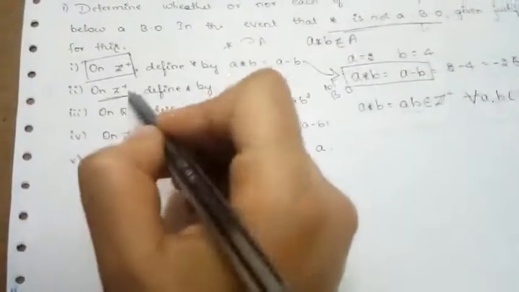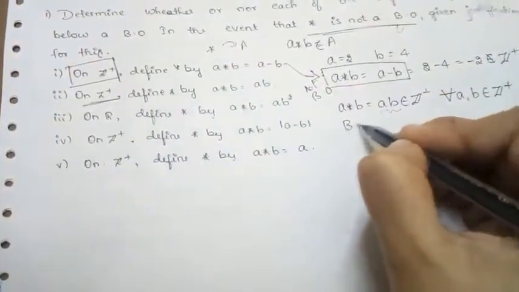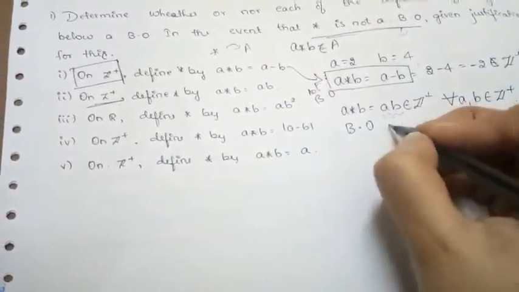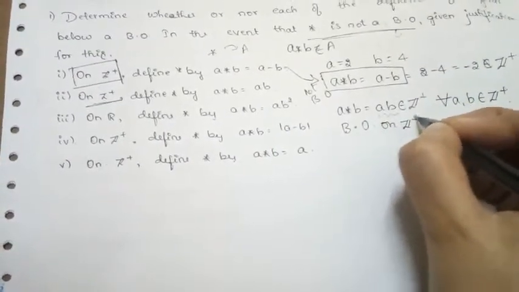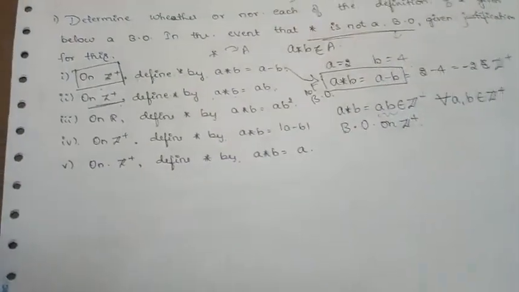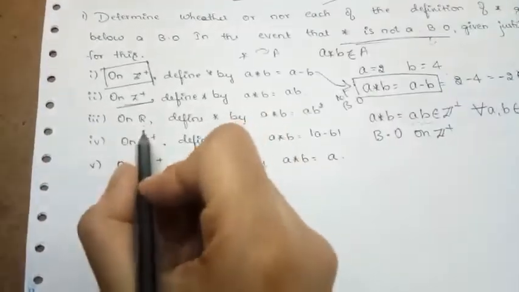So clearly the second one is a binary operation on the set of positive integers. So let us move to the next.